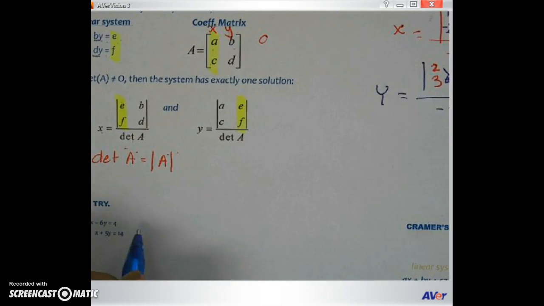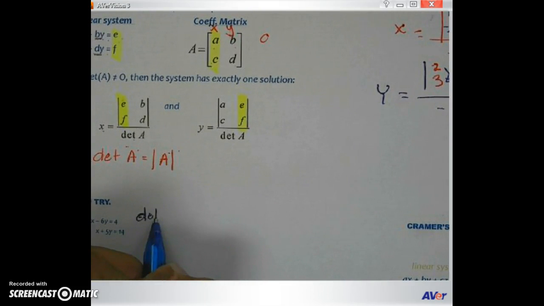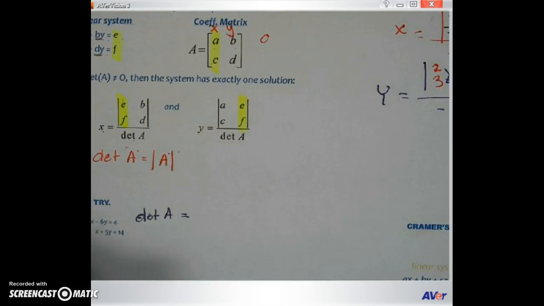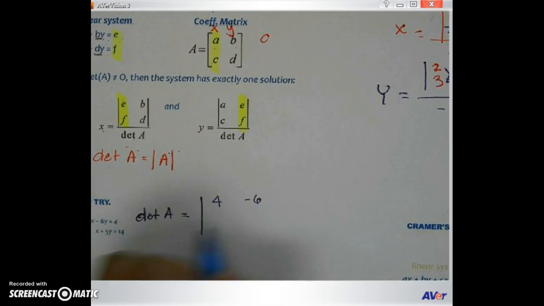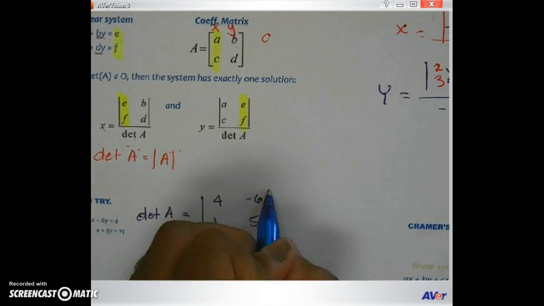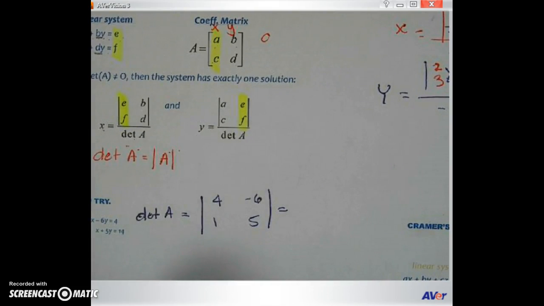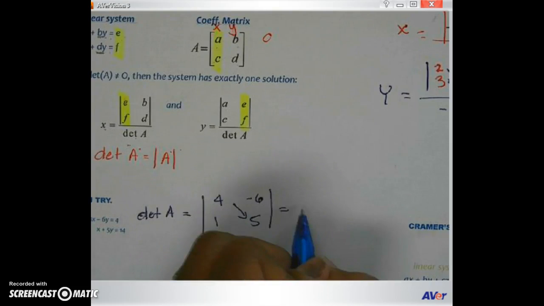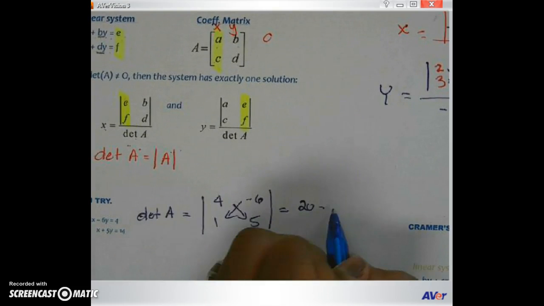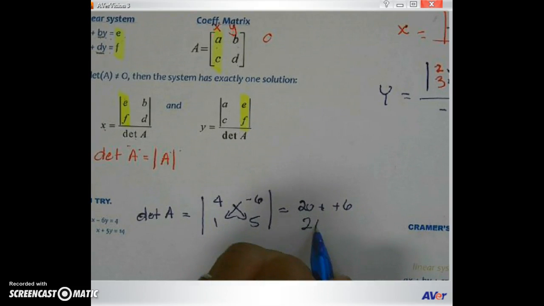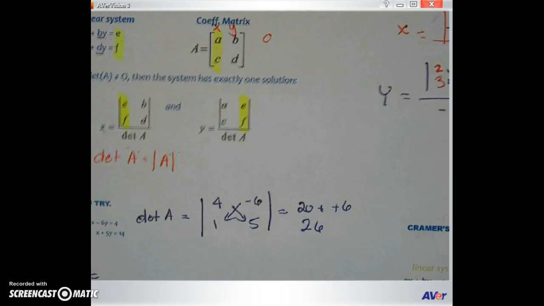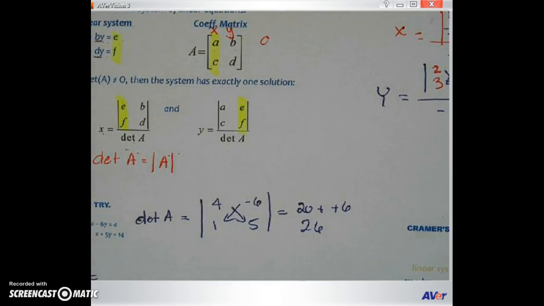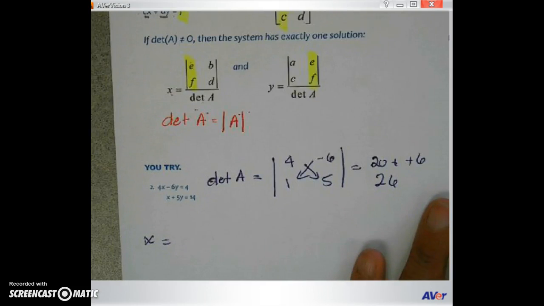I'm just going to give you a quick reminder. First thing you need is the determinant of A, which is your coefficient matrix. So I'm going to have 4, negative 6, 1, 5. I'm just going to start you off a little bit. Cross multiplying, this is 20 minus negative 6. So if you could please find x and then find y for us. Press pause while you work on those.